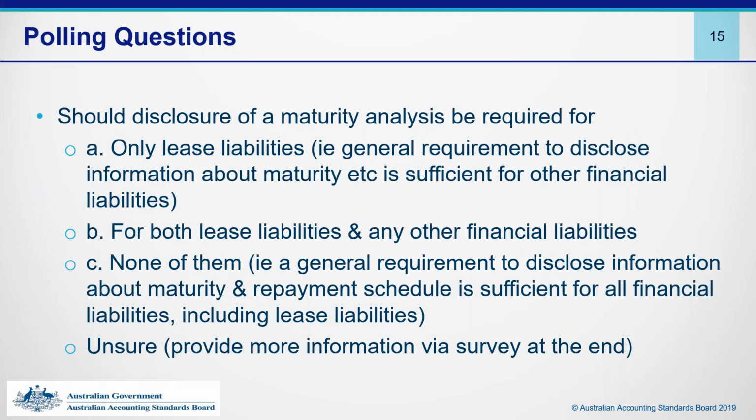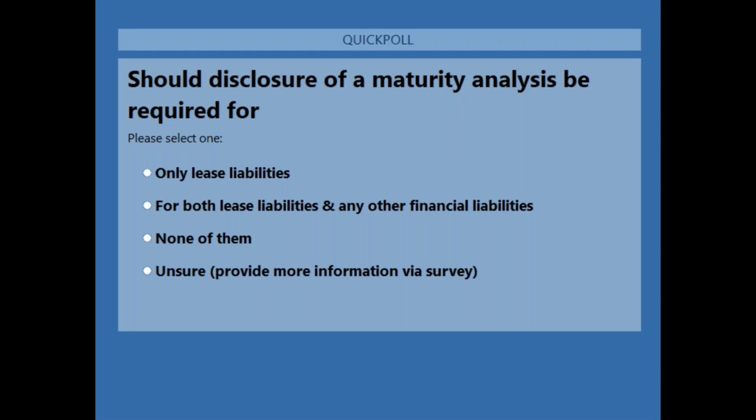which is on the disclosures on maturity analysis. So currently in the simplified disclosures, the question is, should the disclosure of maturity analysis be required only for lease liabilities, or should it be required for both lease liabilities and other financial liabilities? And lastly, should it be for none of them? So basically, if it's none of them, that means you would only have a general requirement to disclose information about maturity and repayment schedule as it is currently for financial liabilities.